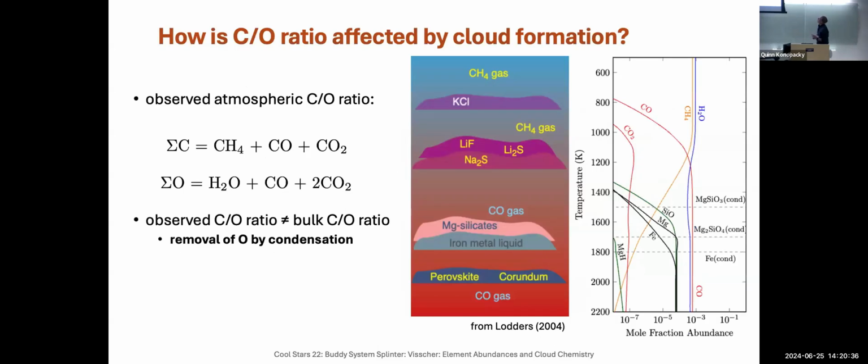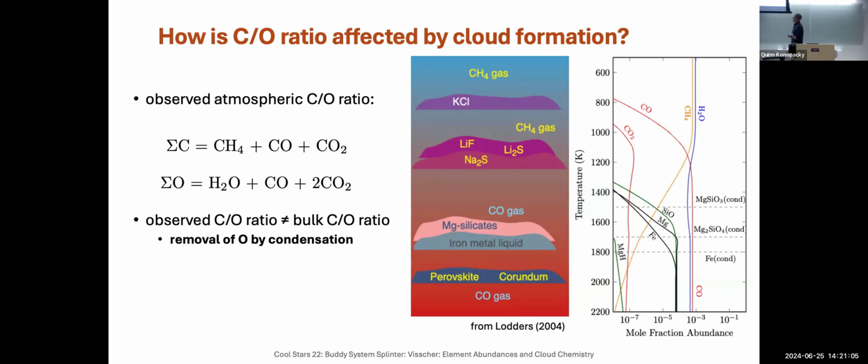Part two, see the color change there. So how is the C to O ratio affected by cloud formation? And here too, this is a very commonly retrieved, commonly sought after value. And so, what is the observed C to O ratio? It's sometimes helpful to write it like this because then you don't have to worry about quench effects. You're just adding up all of the carbon that you can see, and all of the oxygen that you can see.